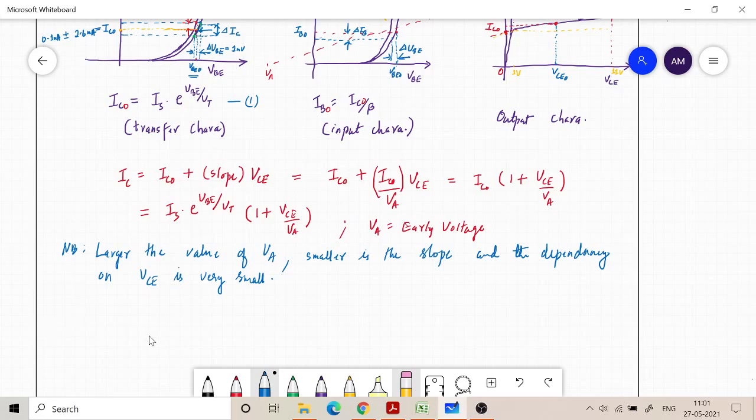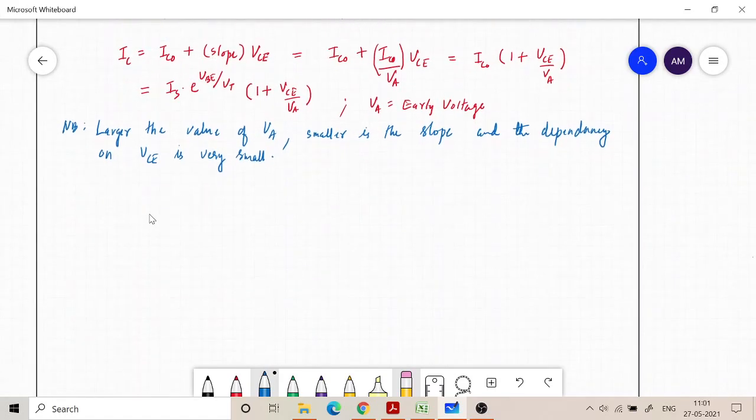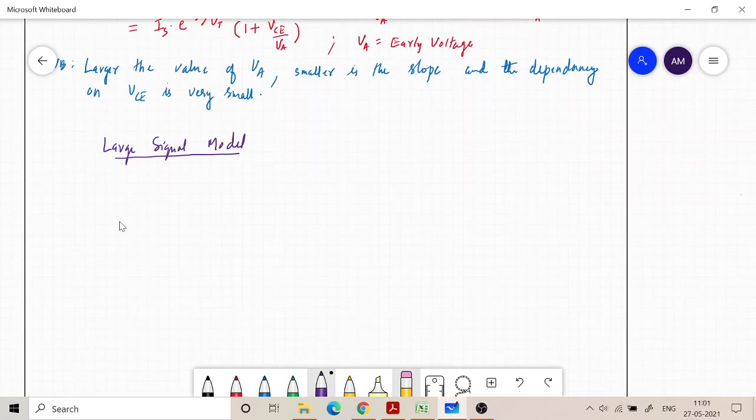So now, if I draw, first of all, the large signal model. Let me go to what is called the large signal model. So large signal model means what? For example, for an NPN transistor, I can model the transistor with simpler components.